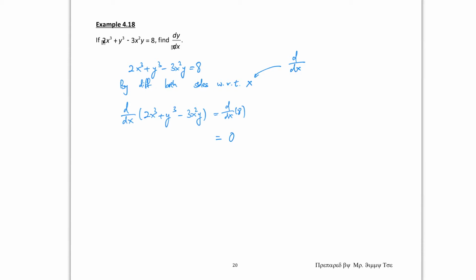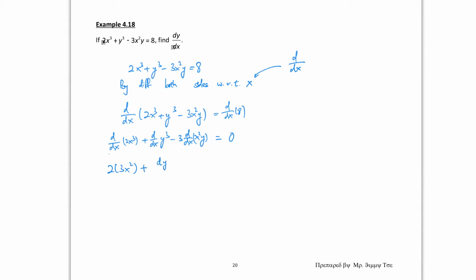How about the left hand side? First, I find this is a sum of polynomial terms, so I can use the addition theorem in order to separate them. This is a constant, so I can take it out. For the first term, I know how to find the derivative, because this is 2, I can take it out, and then d of x to the power 3 is equal to 3x squared.